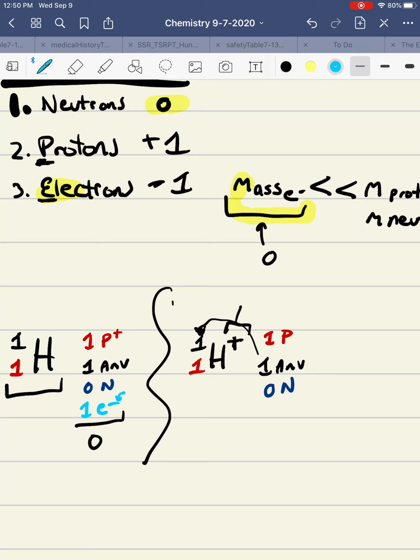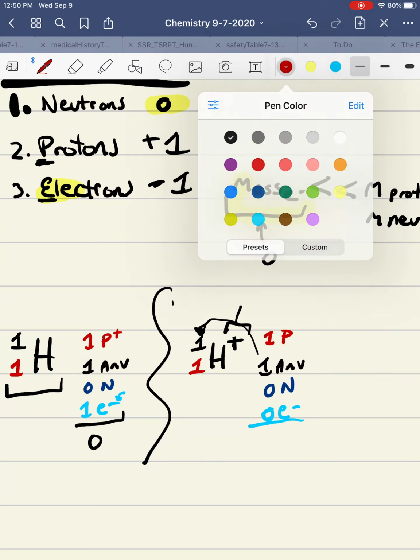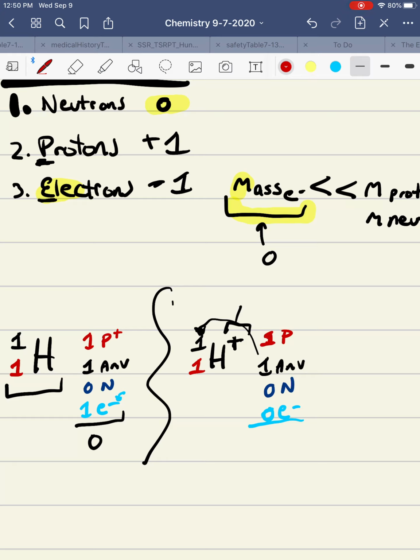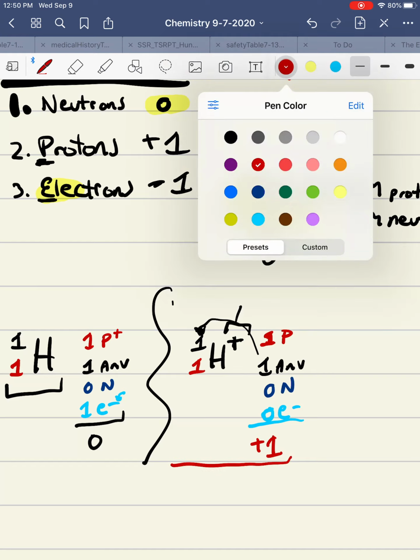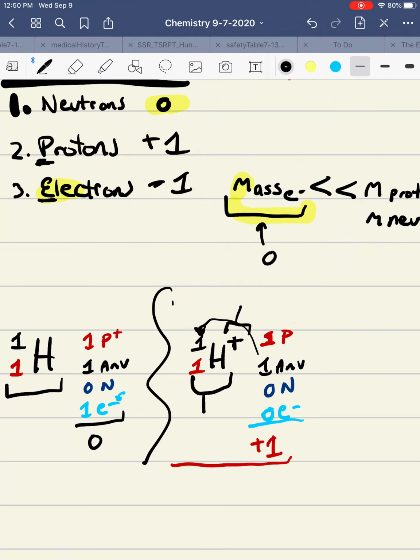Right? So how do we get a +1 net charge? That's because there are 0 electrons here. If you have no electrons and you just have one positive charge, because one proton is a positive charge, then you have a net +1 charge. And this is actually another notation on how many biologists describe a proton.